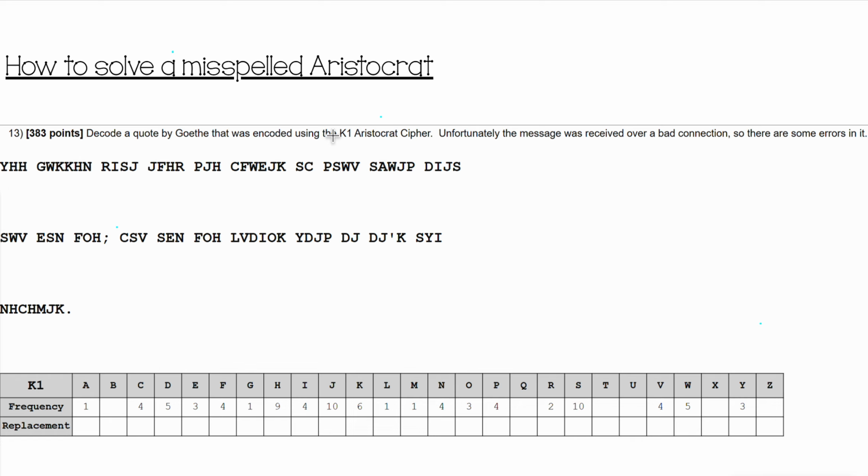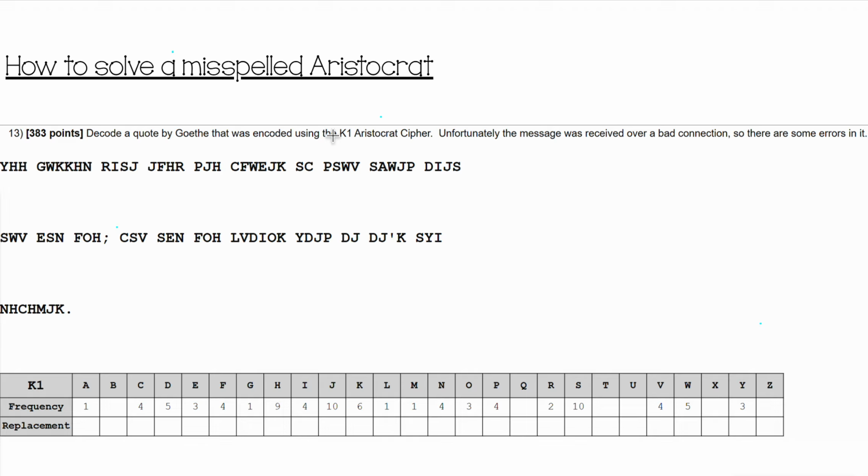Today I'm going to show you guys how to solve a misspelled aristocrat. A misspelled aristocrat is similar to a normal aristocrat cipher, but it's just misspelled, like it's in the name. So in misspelled aristocrats, you will have words that are spelled wrong but sound like actual words, or it would be the same words but in a different combination.